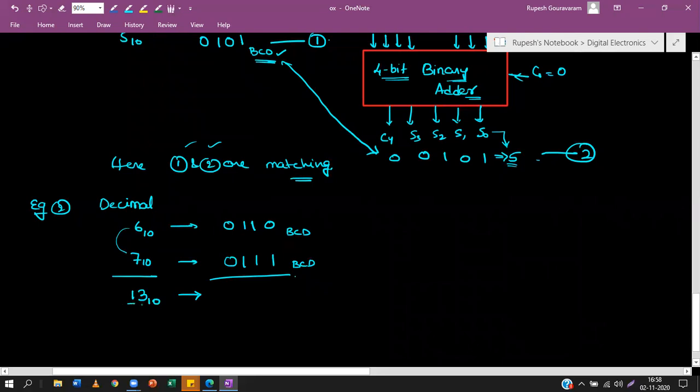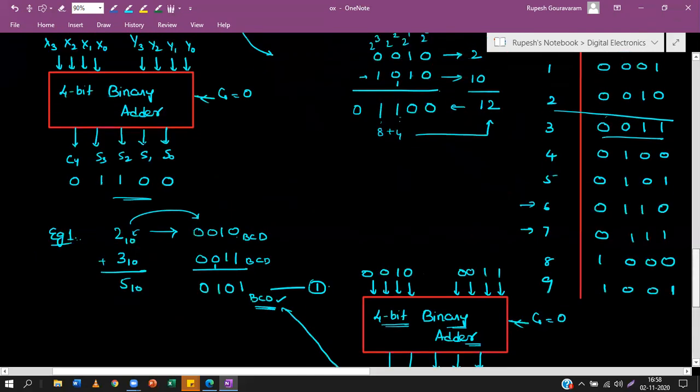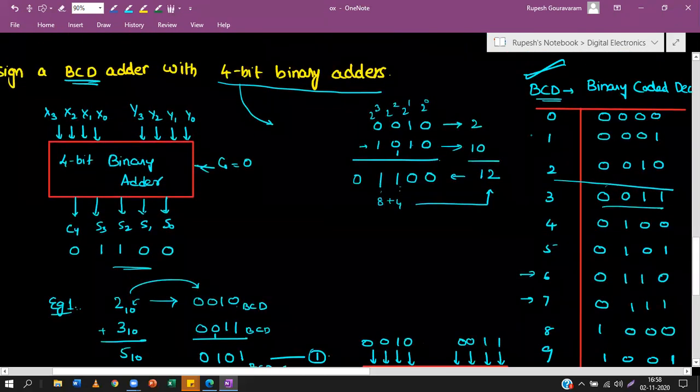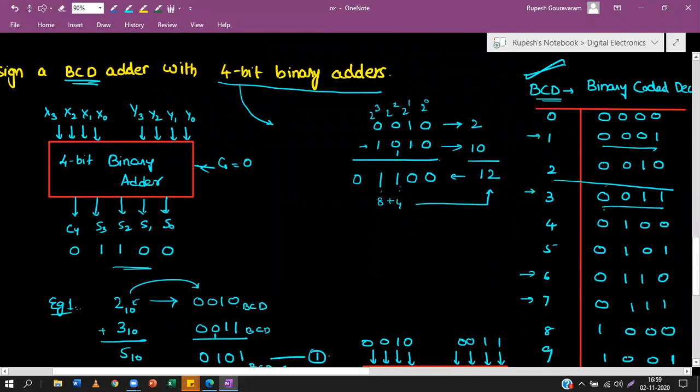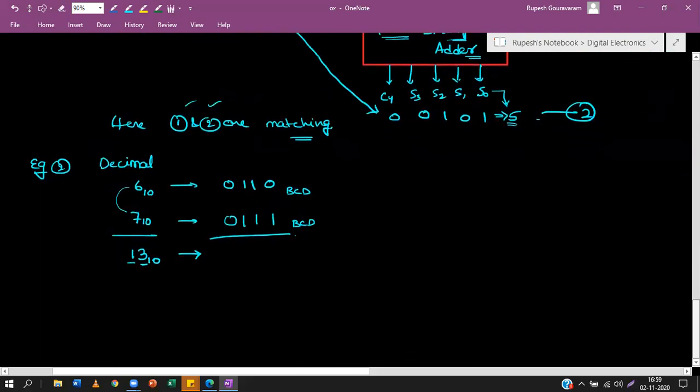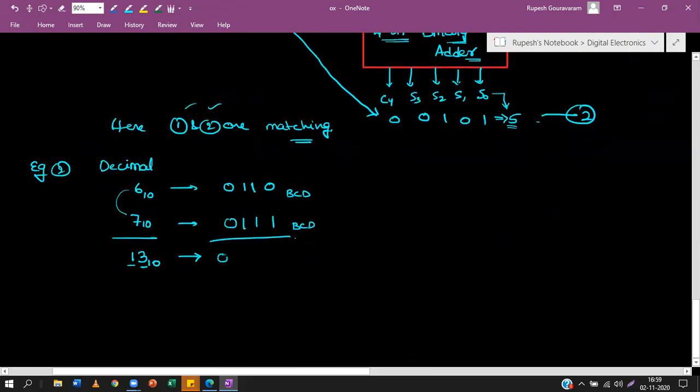In BCD form, each digit is represented by the appropriate binary code. So 13 is represented as these 4 bits for 1, followed by 3 represented as these 4 bits. So 0001 followed by 0011. Yes, this is in the form of BCD. So BCD addition gives this result.